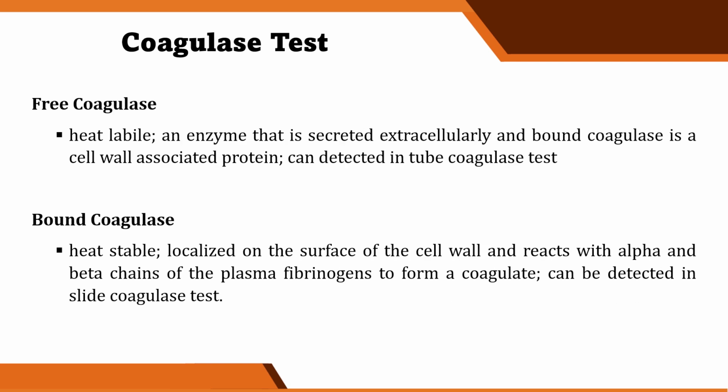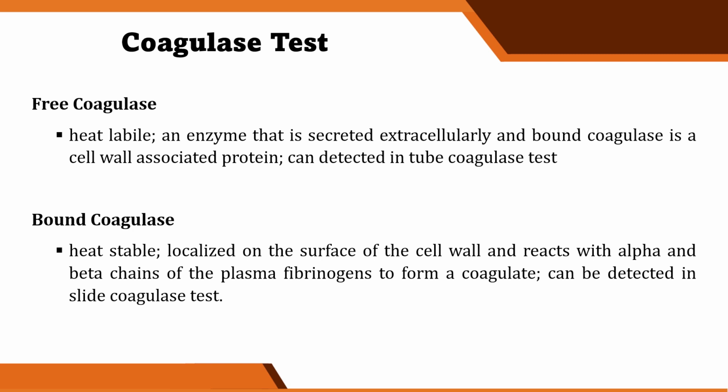Most strains of S. aureus produce one or two types of coagulase. So, we have free coagulase and bound coagulase. Free coagulase is an extracellular enzyme which reacts with prothrombin and its derivatives. Bound coagulase naman is localized on the surface of the cell wall and reacts with the alpha and beta chains of the plasma fibrinogens to form a coagulate.